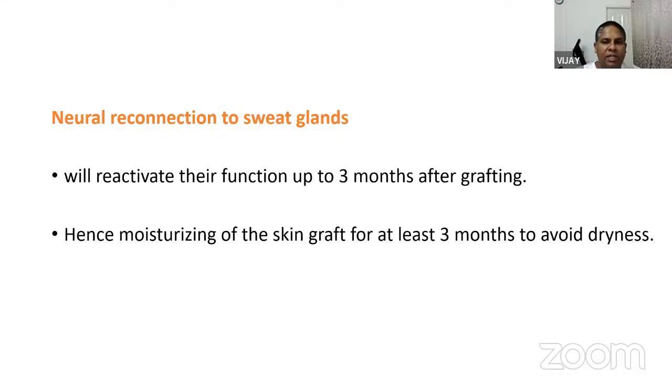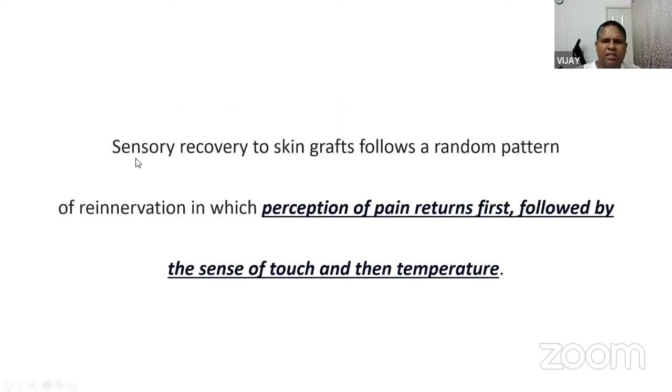The same neural connection to the sweat glands will reactivate their function up to 3 months after grafting. So in the initial 3 months you have to apply coconut oil or a moisturizer to prevent the skin graft from getting cracked. The sensory recovery to the skin graft follows a random pattern of innervation in which perception of pain returns first. It is followed by the sense of touch and then the temperature. So this answers: pain first, touch second, then the temperature.